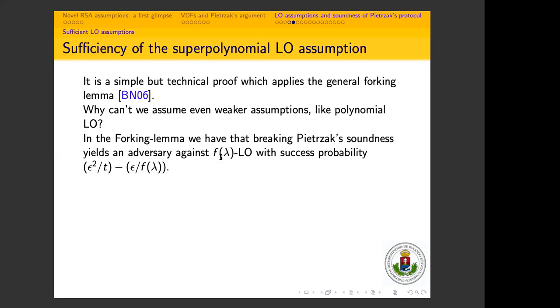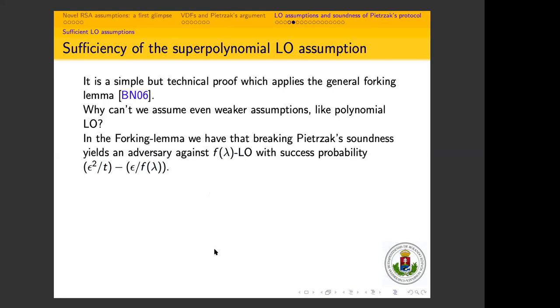Let f lambda denote the bound, a function of the security parameter, which bounds the order of the low order element. If f lambda is a polynomial, then this term would be non-negligible. So we cannot prove, at least not with the forking lemma, that this polynomial low order assumption would be sufficient. Okay, so we need to be satisfied with this sub-exponential low order assumption.